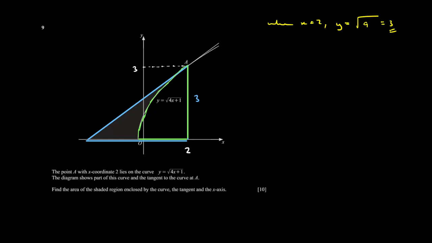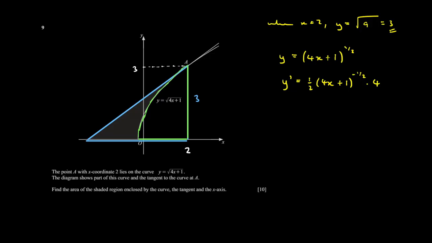So now I'm going to say to myself, okay, I've got y is equal to square root 4x plus 1, which is 4x plus 1 to the power of a half. I will differentiate that using the chain rule. So the half comes to the front. I've got 4x plus 1 to the power of negative a half. And I differentiate the 4x plus 1, I get 4, and I times through by 4. So that's differentiating the curve.